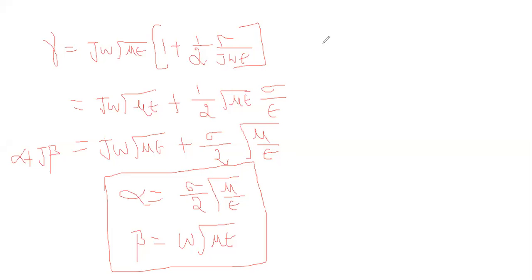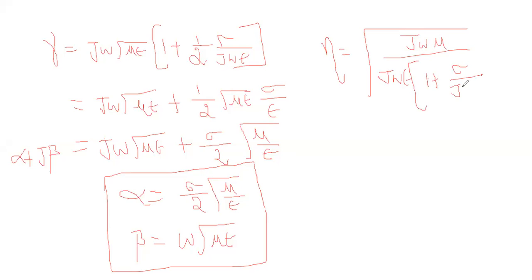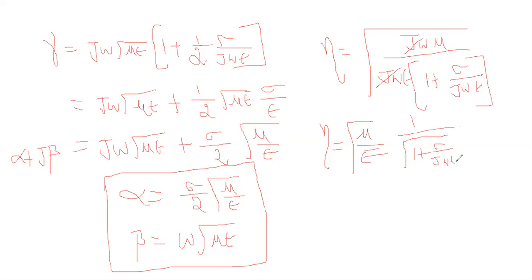Coming to the intrinsic impedance also. What is the intrinsic impedance? Eta is equal to under root of j omega mu whole divided by j omega epsilon whole multiplied with 1 plus sigma by j omega epsilon. This is the equation we have. And here the j omega gets cancelled. Eta is equal to under root of mu by epsilon, and another factor is there, this is 1 by under root of 1 plus sigma by j omega epsilon.